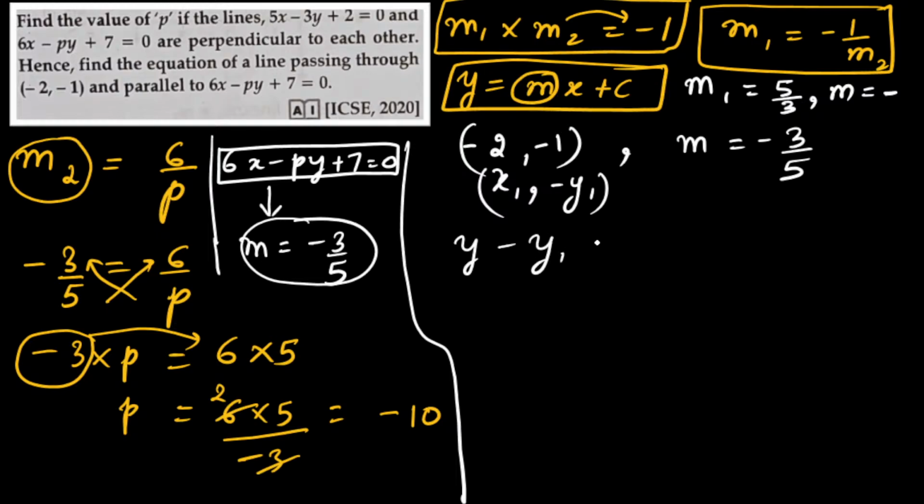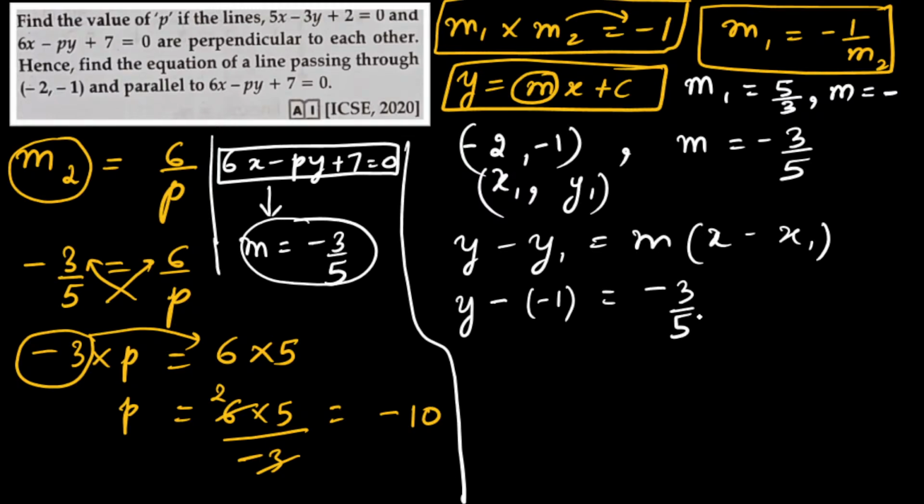Y minus y1 is equal to m into x minus x1. So y1's value is minus 1. Y minus minus 1 is equal to m's value, minus 3 by 5, into x minus x1, and x1's value is minus 2. So I've just substituted the values. Minus minus will become plus. And this 5 will shift to the other side, 5 into y plus 1.